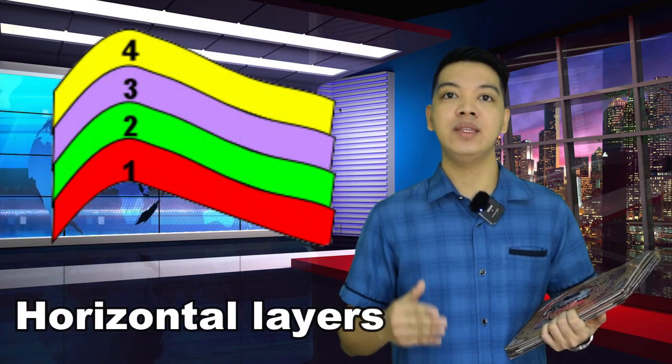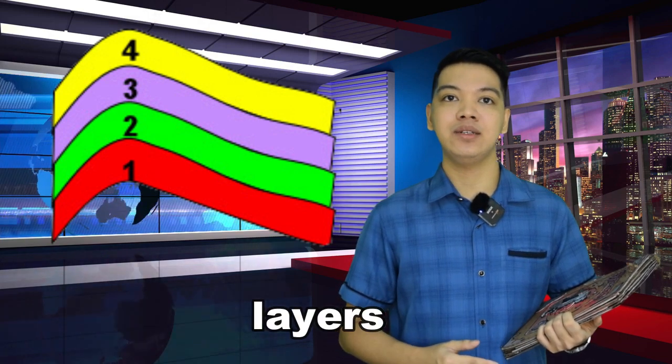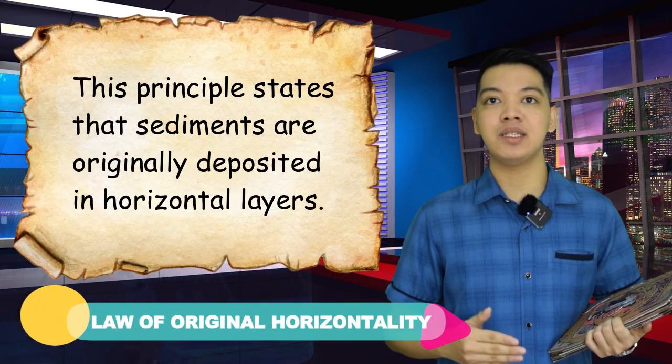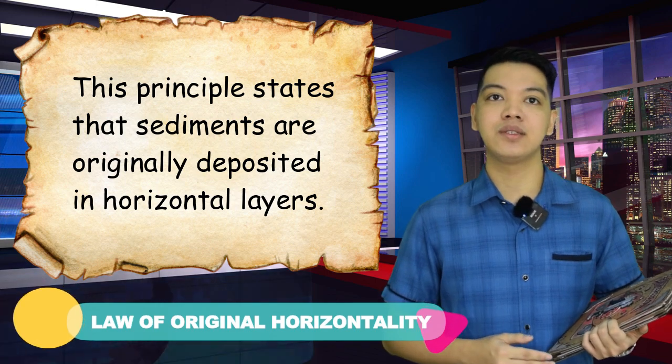This is similar to the law of original horizontality. When rocks are first formed, they're often laid down in horizontal layers. This principle states that sediments are originally deposited in horizontal layers.